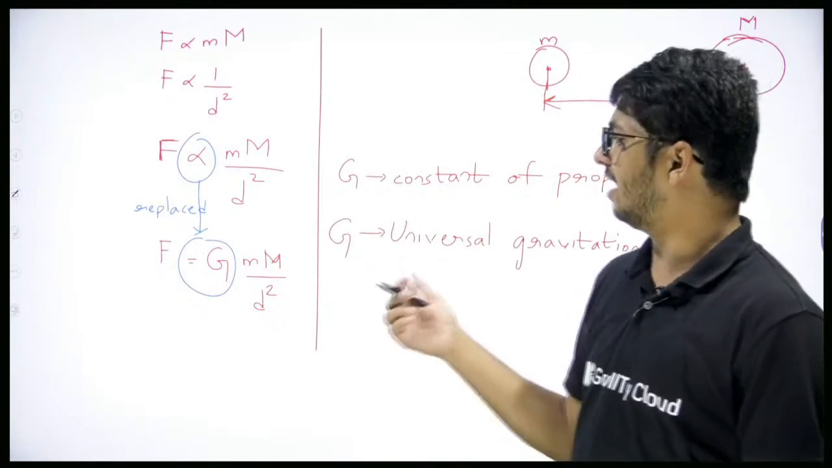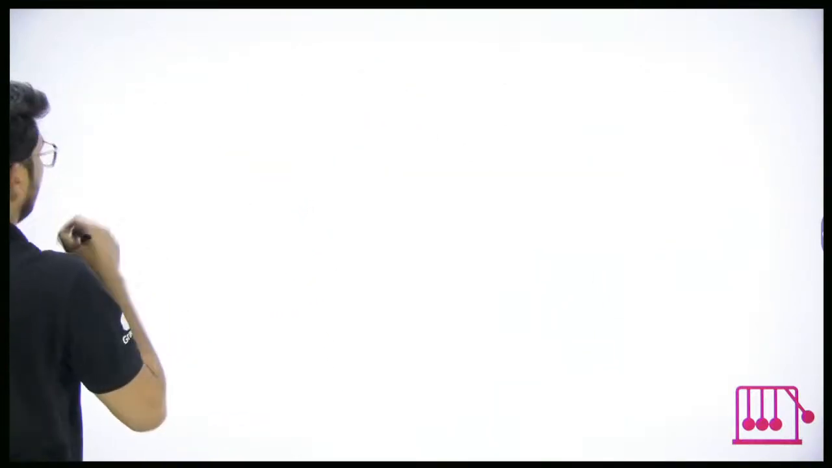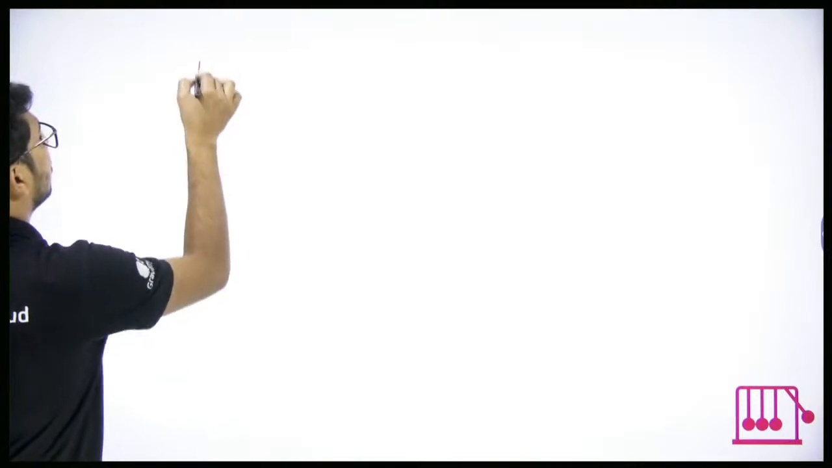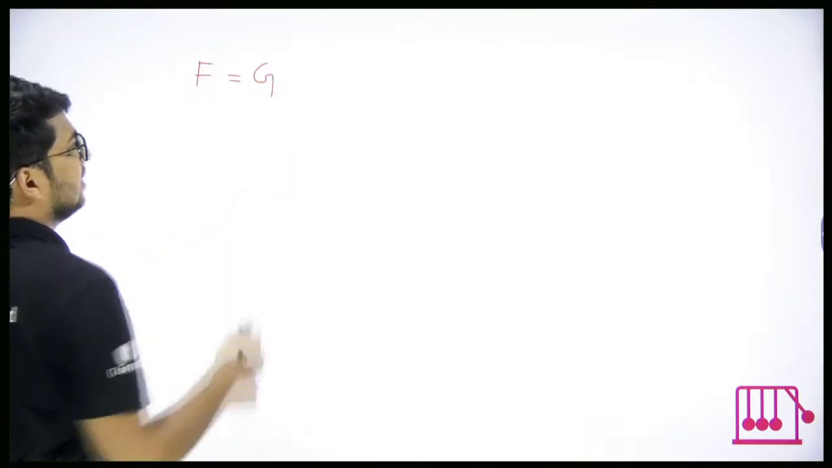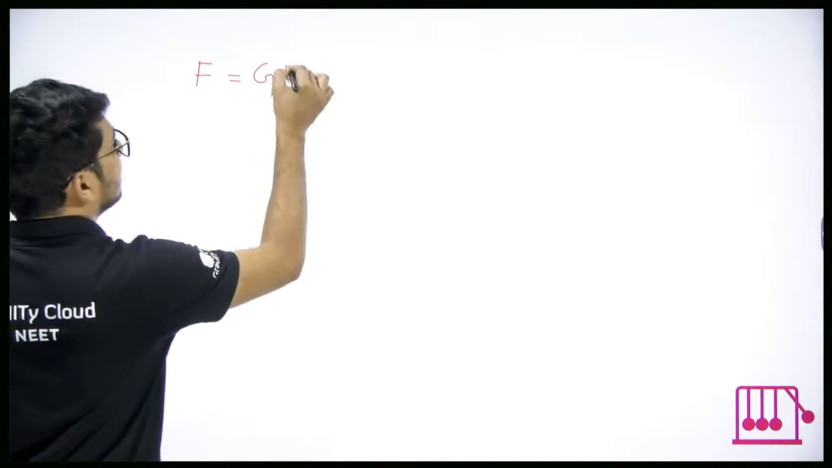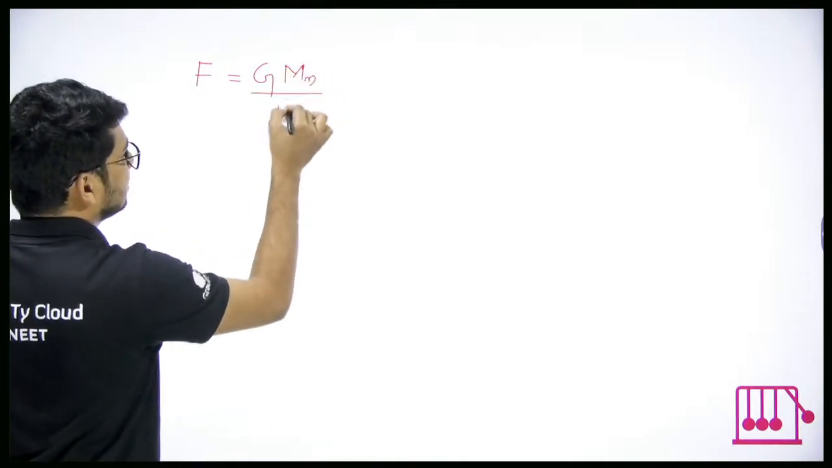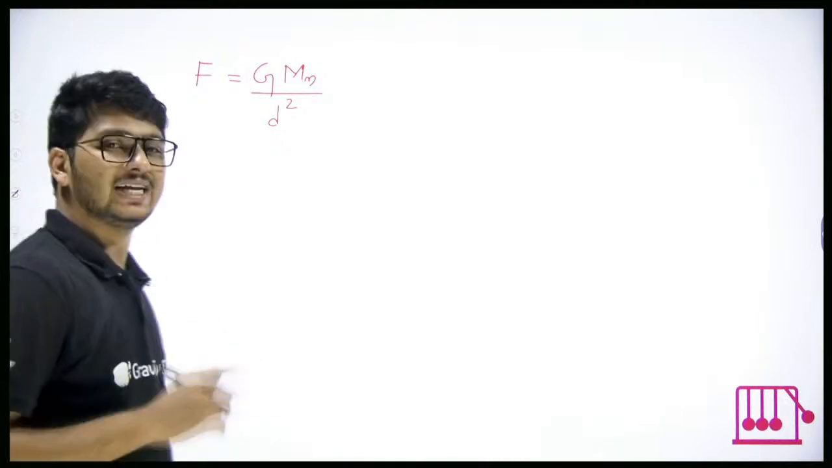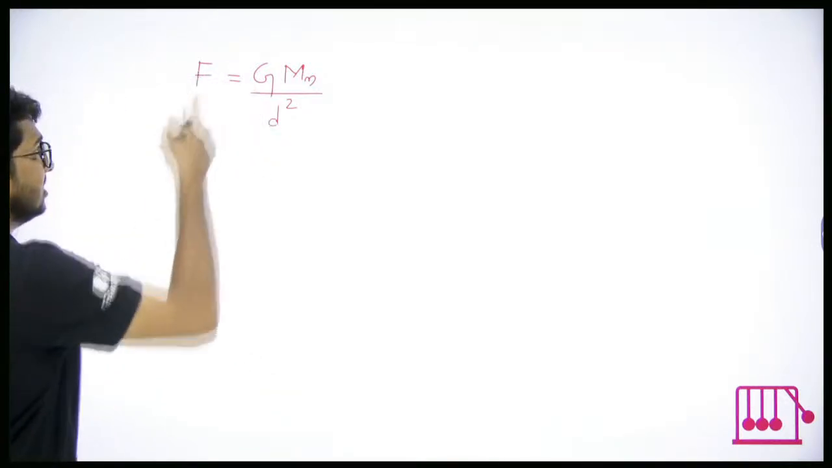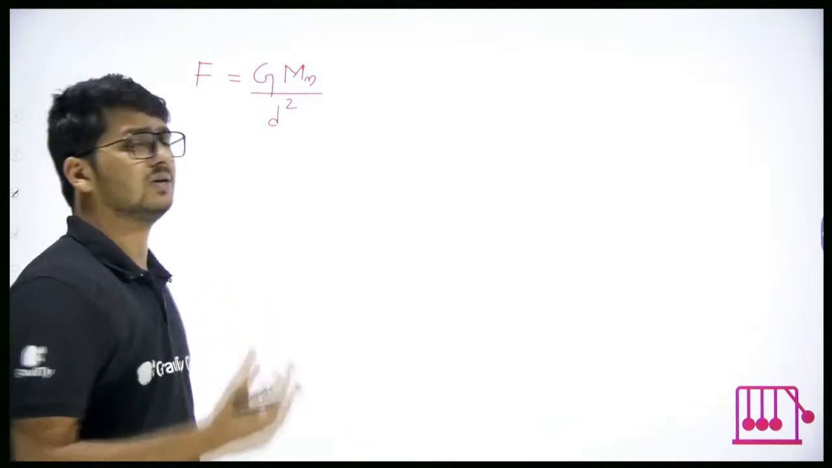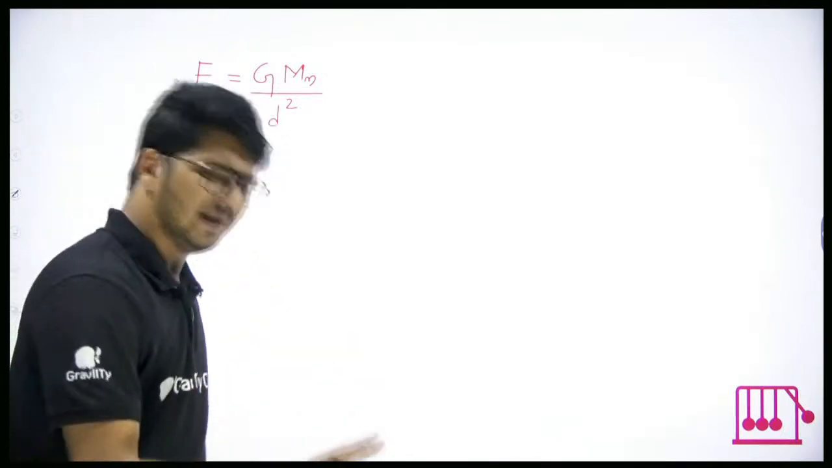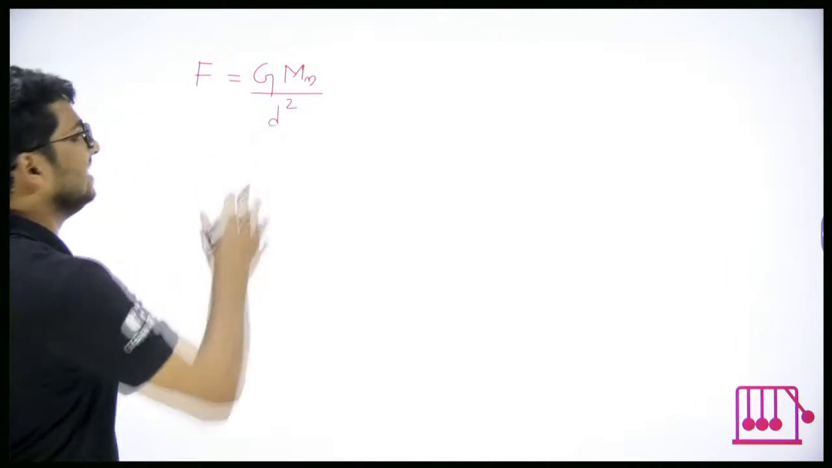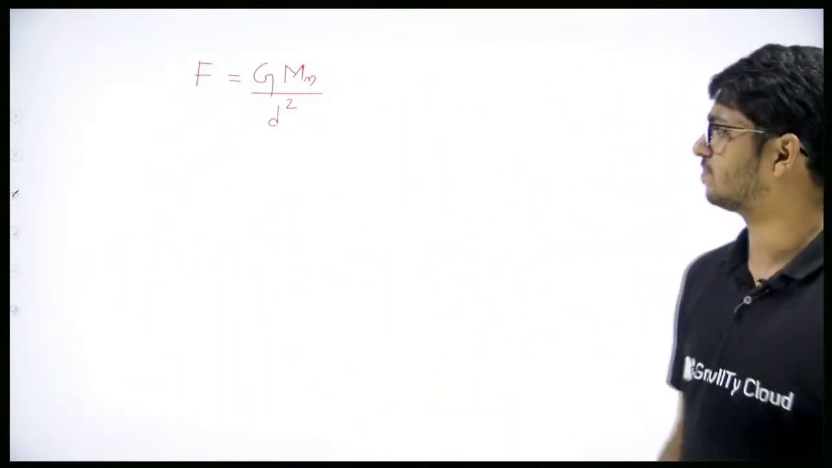Okay, so we got a formula for gravitational force. So what is the formula? Again, the formula is simple. You have to learn it by heart. F, the gravitational force between two objects, is equal to capital G, capital M, small m upon d square. Again, you have to understand each and every term. What is capital G? The universal gravitational constant. What are capital M and small m? The masses of both the objects. What is D? D is the distance between the centers of the two objects. Clear? Good.